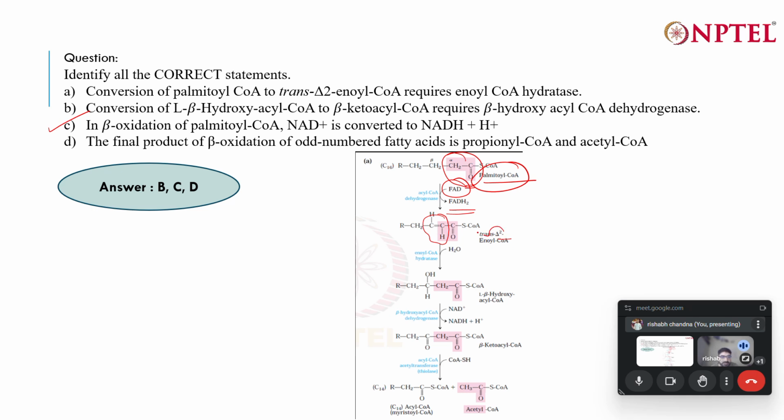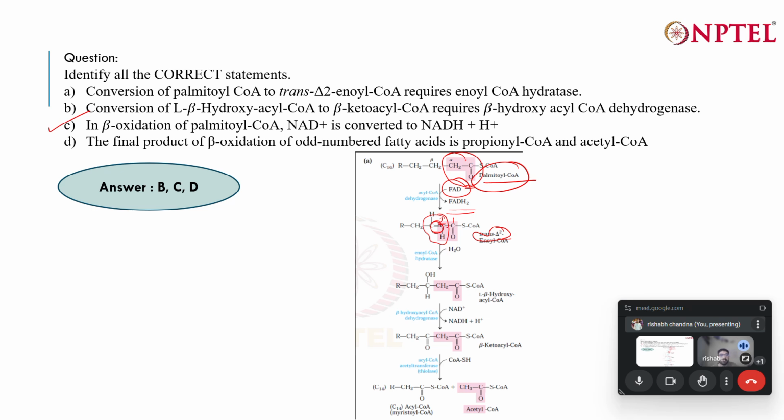This delta 2 means that a double bond is inserted at the delta 2 position, that means at the second position. So this is the second carbon, and at the second position the double bond is incorporated.